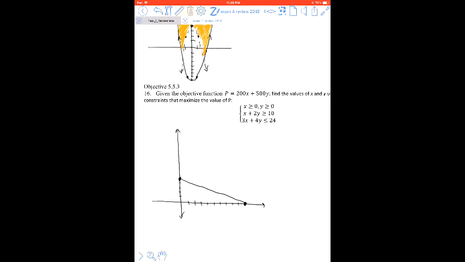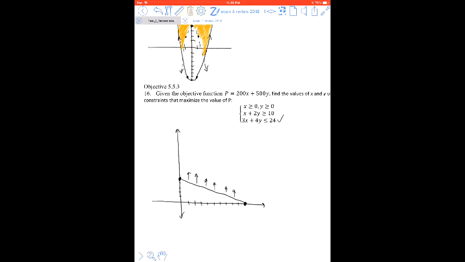And I need to figure out where to shade on that line. So if I use my test point 0, 0 right there, I would plug in 0 for both x and y, and I'd end up with the statement 0 is greater than or equal to 10, which is not true. So on that one, I would be shading above the line. So I'm just going to put little arrows reminding me that I'm shading above that line.